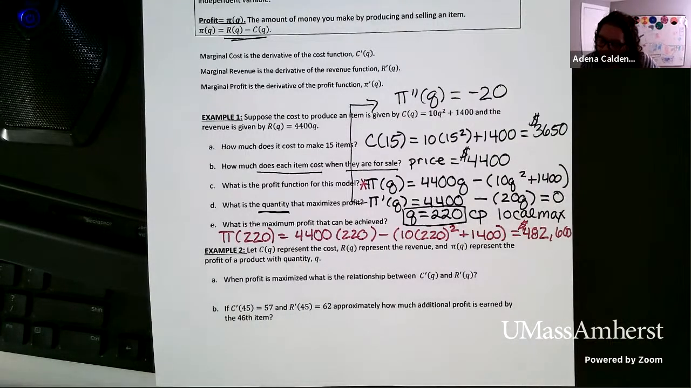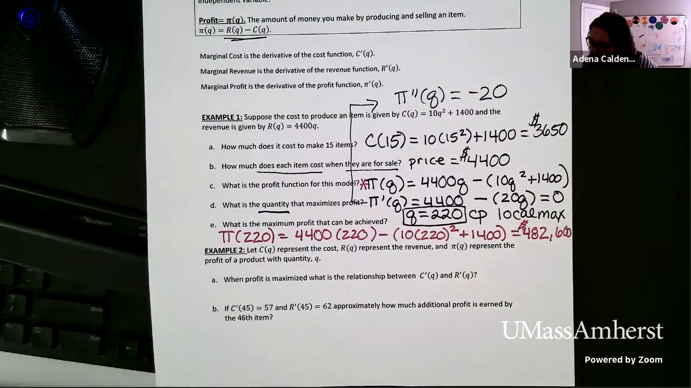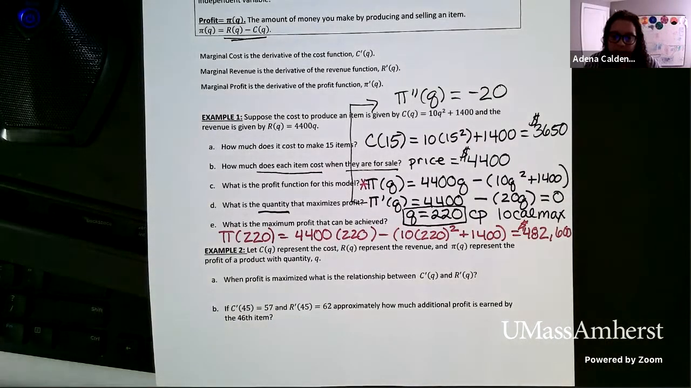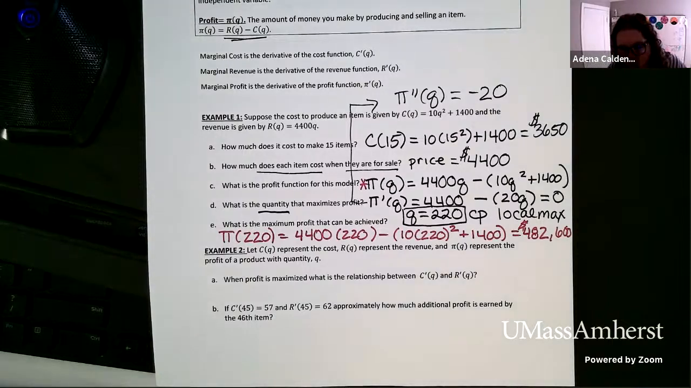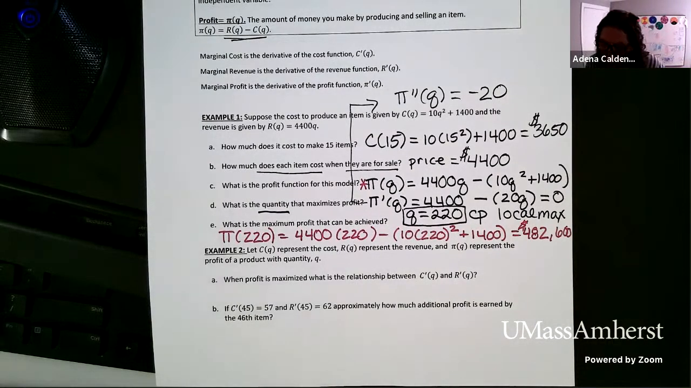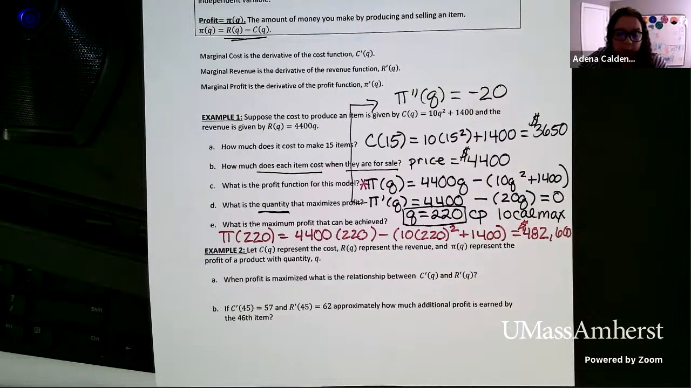And then for part B, if the marginal revenue at 45 is $57 and the marginal revenue at 45 items is $62, approximately how much additional profit is earned by the 46th item? So this is just sort of to tie together the things we've been remembering about what derivatives tell us and how we use that to think about other applications. Okay, so take 2 minutes. Think about these two problems, think about how they're related, and see if you can figure these out, and then we'll go through them together.